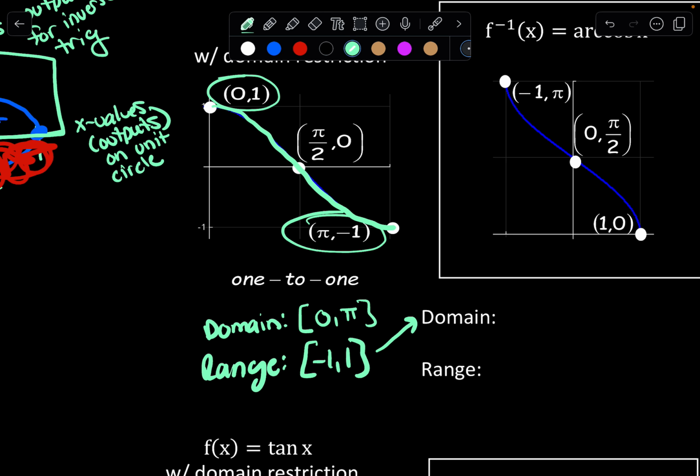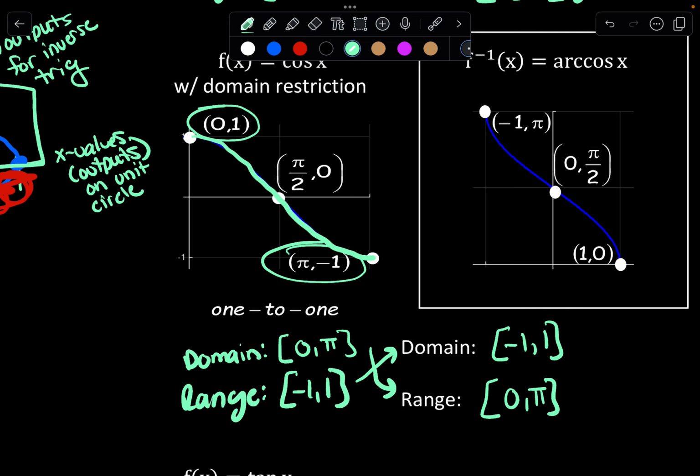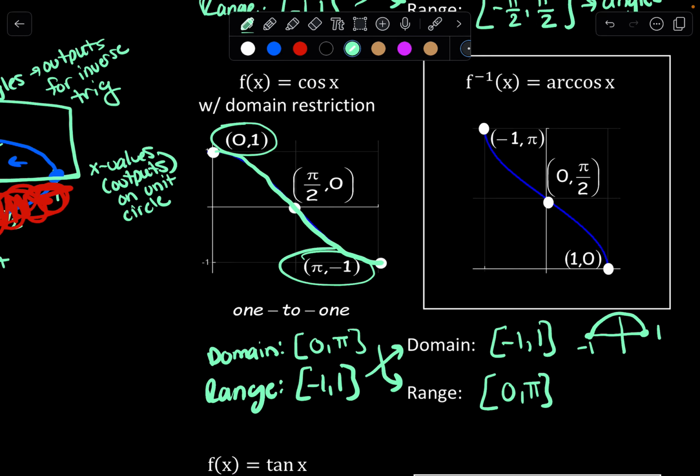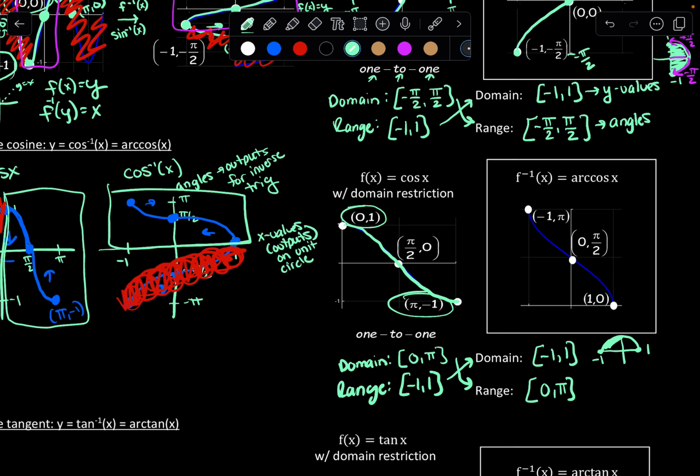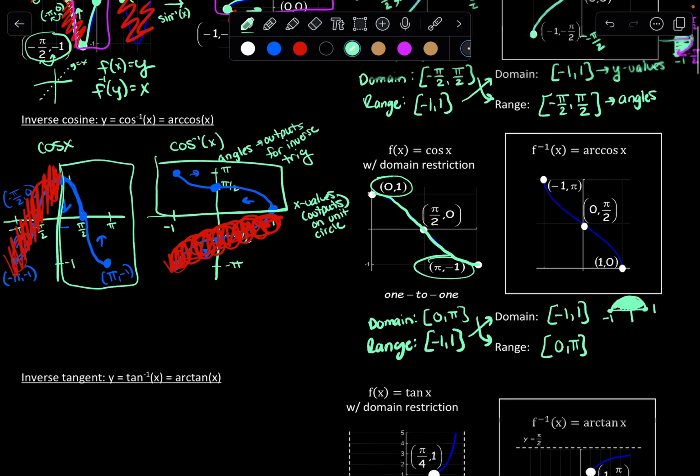Now for inverses, domain and range switch. So now the domain for arc cosine is going to be -1 to 1. That's all we can input. And the output will be 0 to pi. So now if you think about the unit circle, if you think about the x values, +1 is here, -1 is here. And with that restriction, we chose to go from 0 to pi. So we are only using this part of the unit circle for arc cosine. And we'll talk more about that in the next topic.